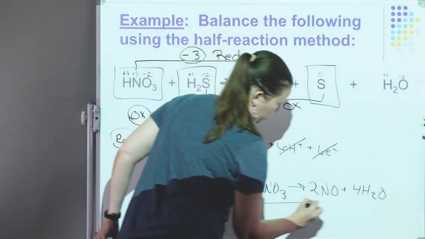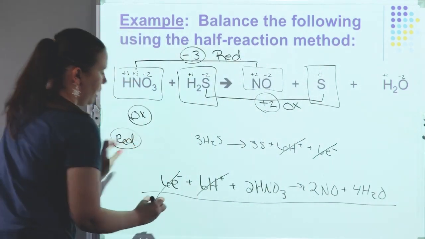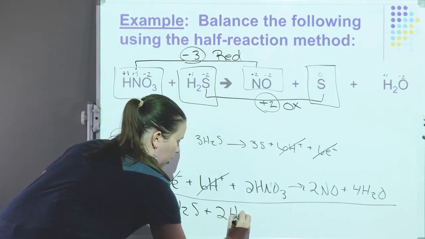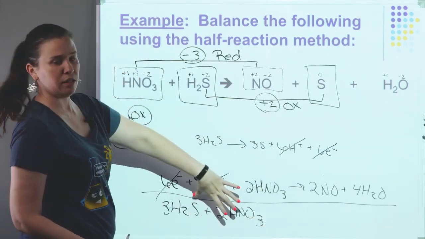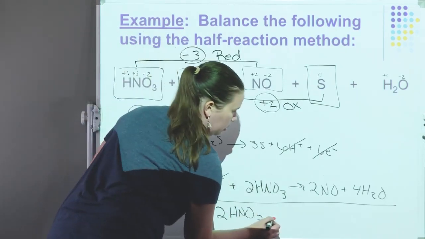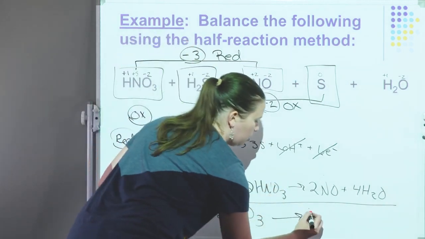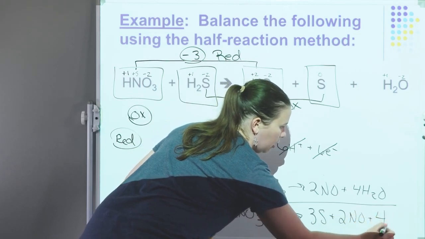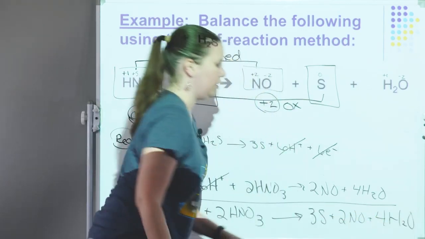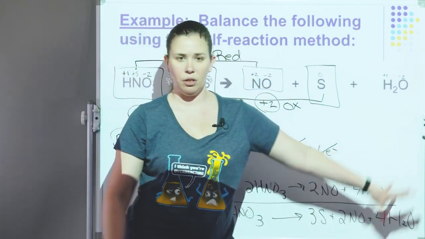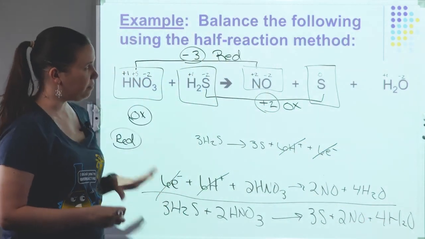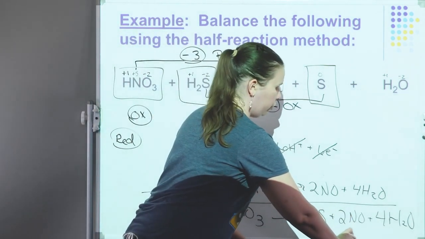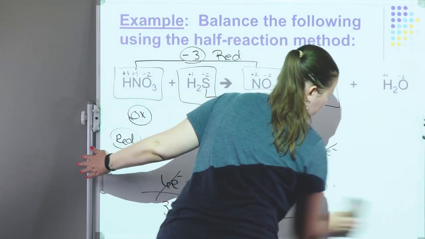So now I want to put these two equations together. So my reactants are the 3H2S and the 2HNO3. And it doesn't matter which one comes first, those are your reactants. And then my products were the 3 sulfurs, the 2 nitrogen monoxide, and the 4 waters. And again, the order is unimportant, but you want to include all 3 products. And that will be my final balanced reaction using the half reaction method, where you pull apart the equations in order to solve them.